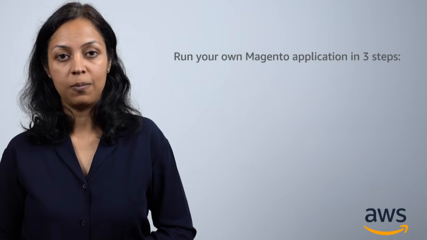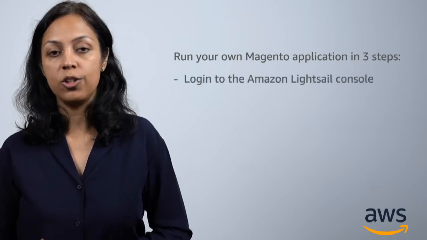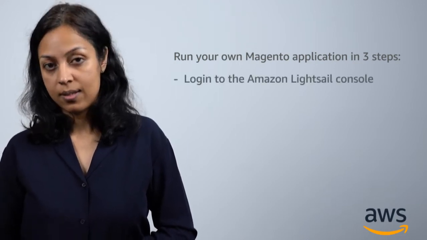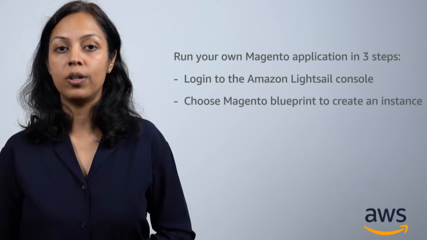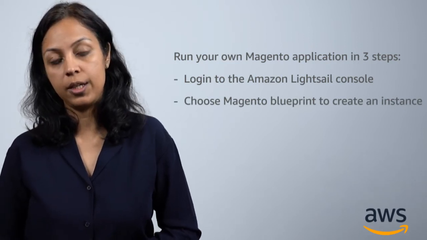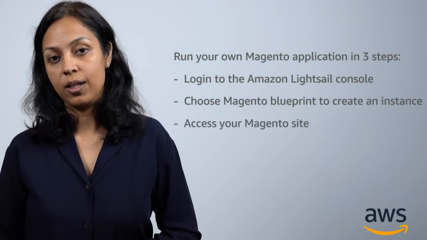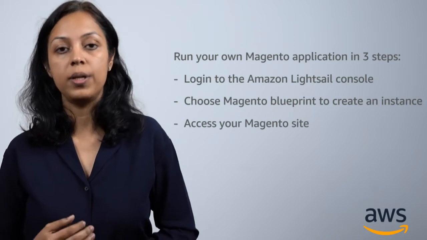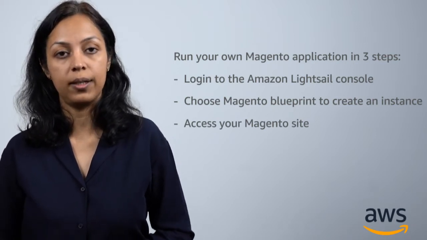With that, let's look at a demo of how exactly you can set up your Magento e-commerce store using Amazon Lightsail. There are three important steps to this. The first, you would log into your Lightsail console. Second, you will use the pre-configured Magento blueprint to set up the e-commerce store. And finally, once your store is up and running, you will be able to log in and monitor the application.